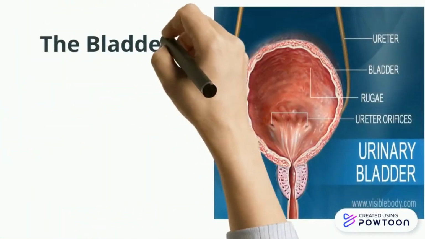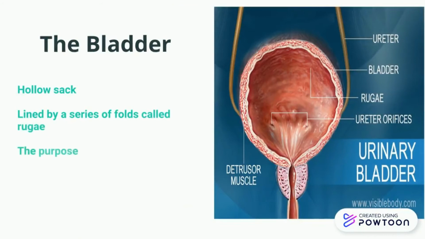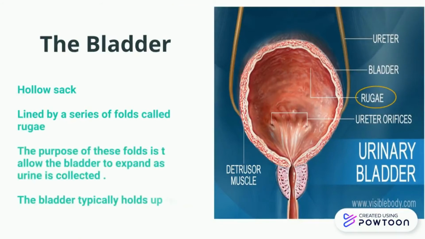The bladder. The bladder is a hollow sac, which is lined by a series of folds called rugae. The purpose of these folds is to allow the bladder to expand as urine is collected. The bladder typically holds up to 1 cup of urine or sometimes more.